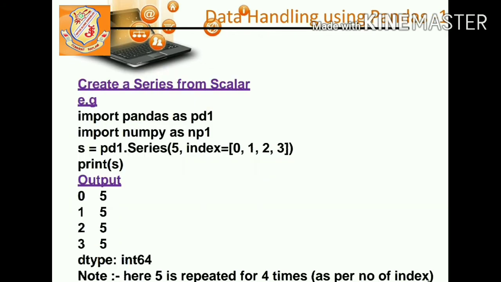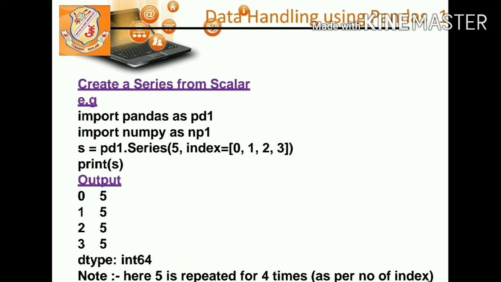Now in the next example, I am explaining how to create a series from a scalar. Scalar means constant. First of all, you have to import pandas, which is imported here as pd1, and numpy is imported as np1. Now they have created a series by using pd1.Series(5, index=[0, 1, 2, 3]). 5 is the value and the index is 0, 1, 2, 3. Here we have 4 indexes, but the value is 5. Now print S. S means the series we want to print.